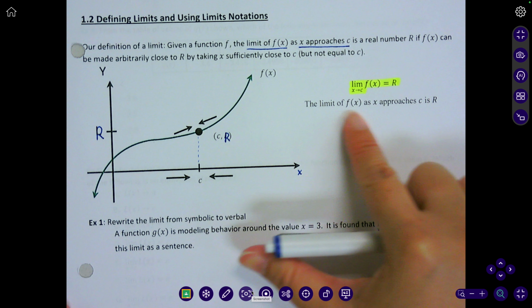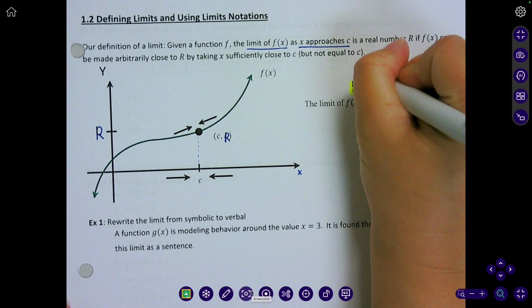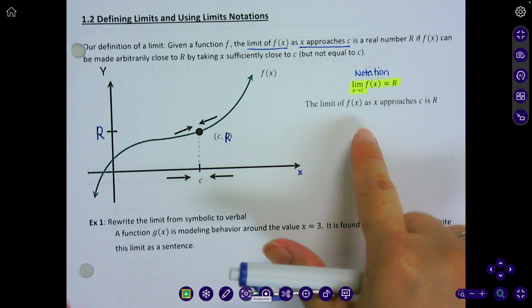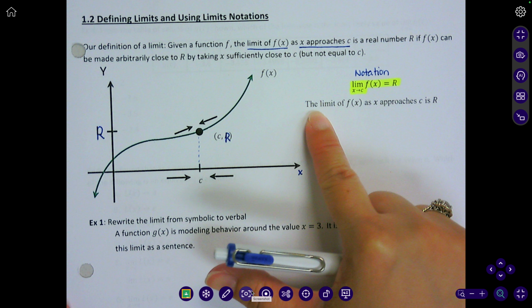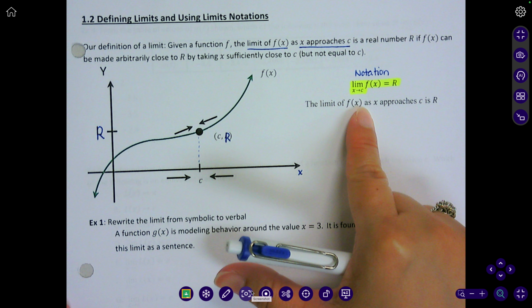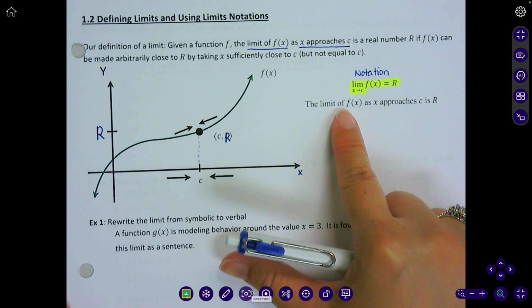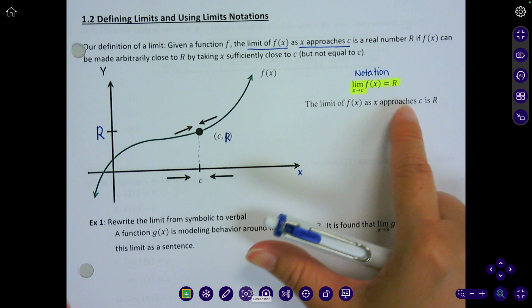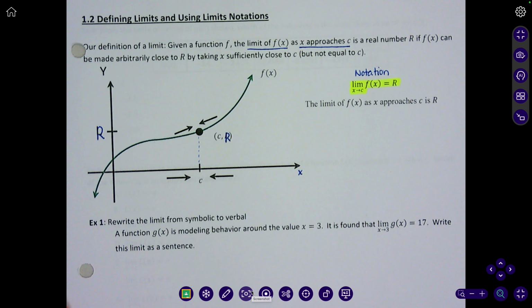The way we write it, this is the notation. Make sure you know that. If I ask you to write the notation, this is what I want. The way you say it verbally is: the limit of f of x as x approaches c is r. So the limit of f of x, that's my y. When x goes to c, y goes to r, which is this one right here.